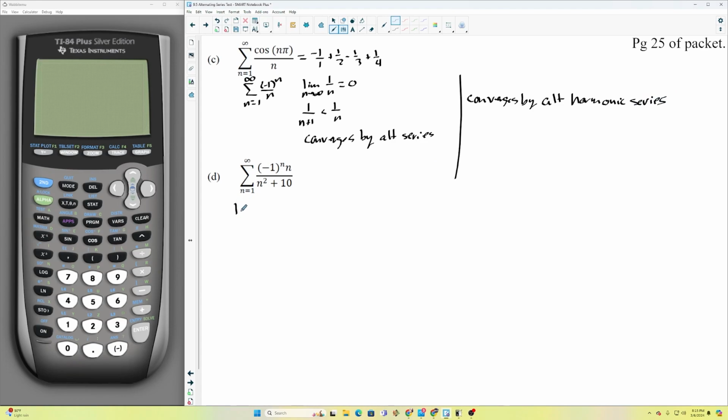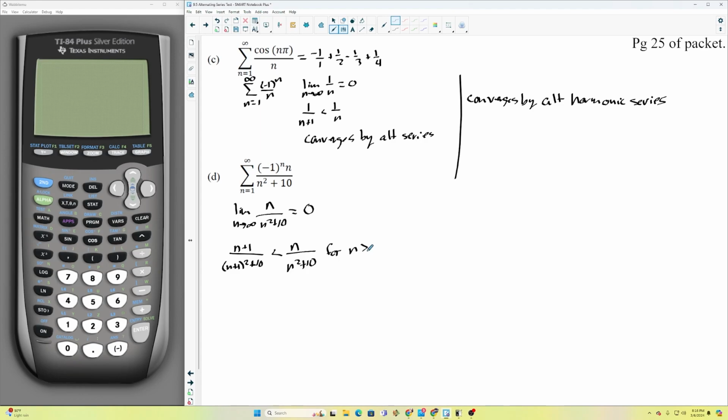Here we have the limit as n approaches infinity of n over n squared plus 10. That's equal to 0. So this passes the nth term test. But we have to be able to say n plus 1 over n plus 1 squared plus 10 is less than n over n squared plus 10 for n greater than what value?